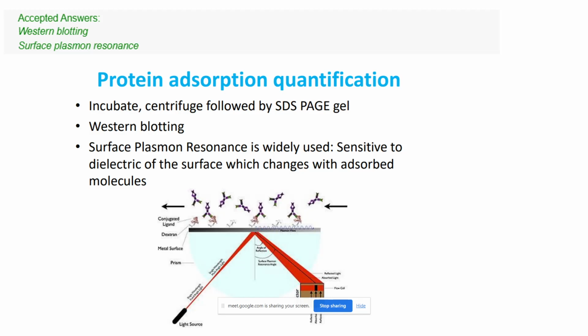And surface plasmon resonance is another widely used protein adsorption quantification technique, wherein there is a prism which is coated with a metal surface, and there is an incident light, and this excites the free electrons in the metal surface. So based on the changes on the surface of the metals due to binding, the refractive index or the angle of the surface plasmon resonance angle will change. That helps us to quantify the rate of protein adsorption over the surface.